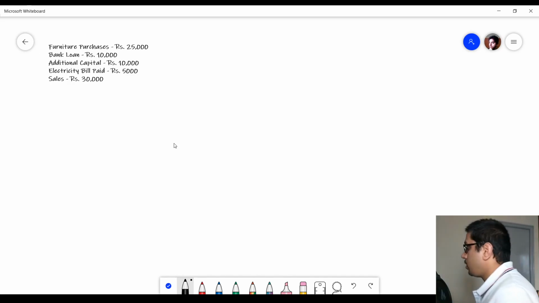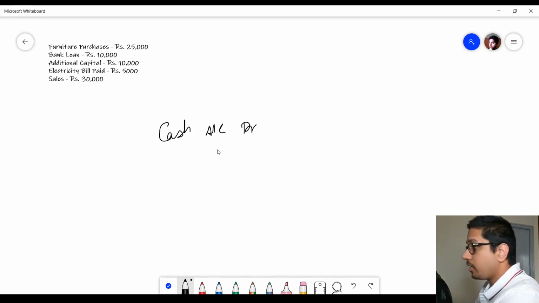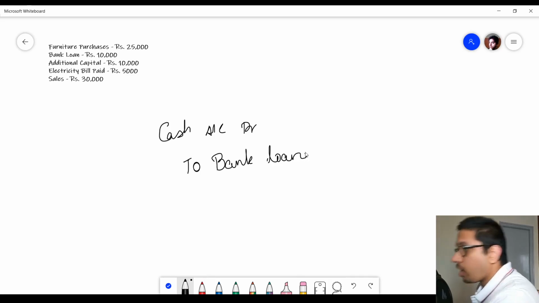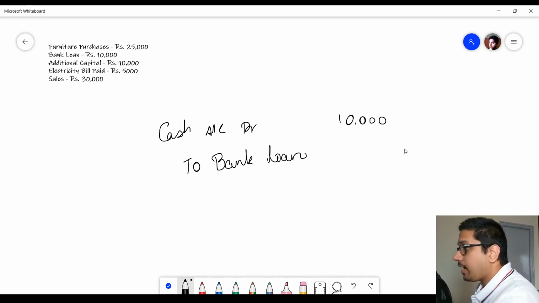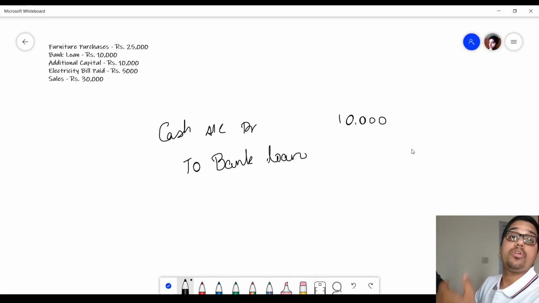So we'll have a look. You're going to record the transaction as cash account debit to bank loan account. So you have a bank loan of how much? It clearly says rupees 10,000. So you're getting cash of rupees 10,000 into the business, and you're going to credit bank loan of rupees 10,000 because this amount you will have to pay on a future date.